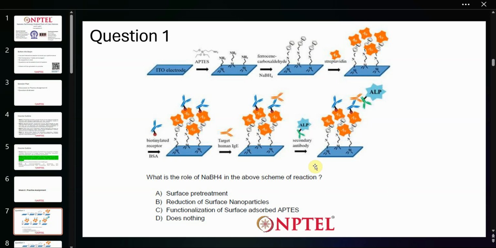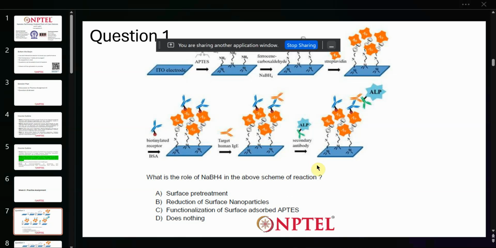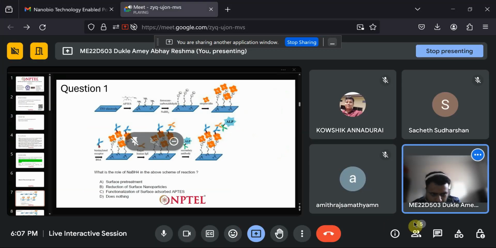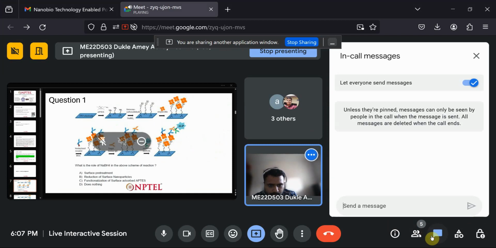So in the third reaction, basically what it is doing is NaBH4 is functionalizing the amine groups in the aptase. So that is what it is doing. So now you can just tell me what do you think will be the answer, whether the answer is C or D. So any guesses whether the answer is C or D?